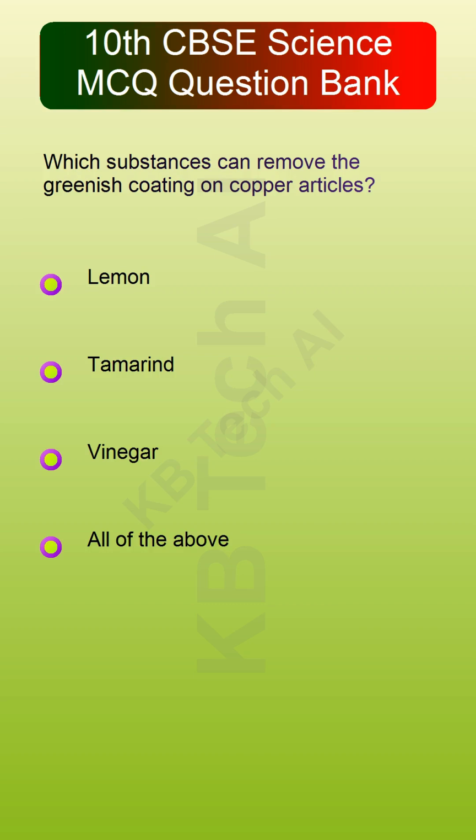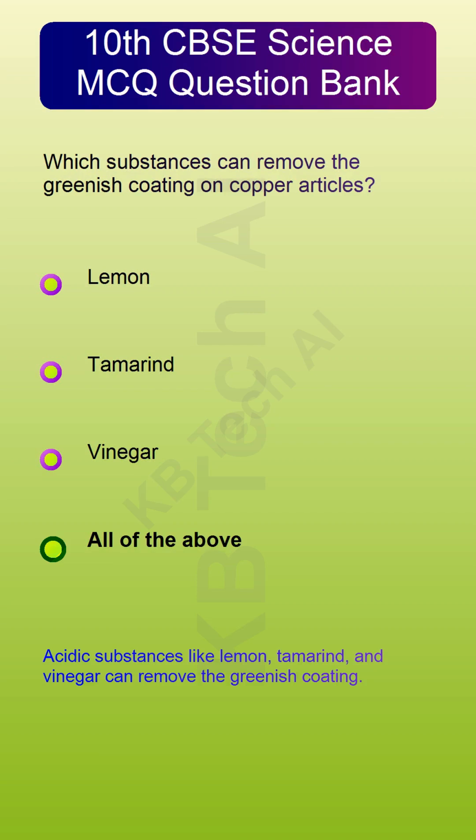Which substances can remove the greenish coating on copper articles? Option 1, lemon. Option 2, tamarind. Option 3, vinegar. Option 4, all of the above. The answer is option 4, all of the above.